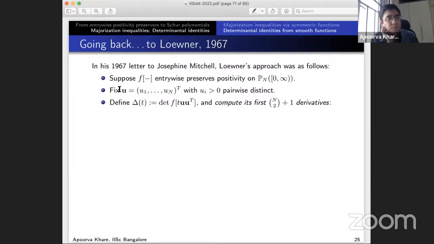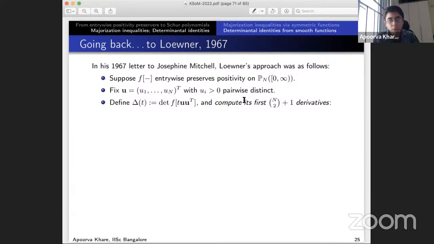And his idea, in its essence, was to fix a tuple of u's with pairwise distinct positive real scalars and look at the matrix t times u transpose. These are the rank 1 matrices which Tao and I also work with, which Loewner worked with, and so on. And take the determinant of this. If the function preserves positivity, then when you apply the function entry-wise to this matrix, it should be positive semi-definite, so its determinant should be non-negative. And then Loewner looked at the Taylor coefficients of this determinant and deduced the non-negativity of those derivatives.